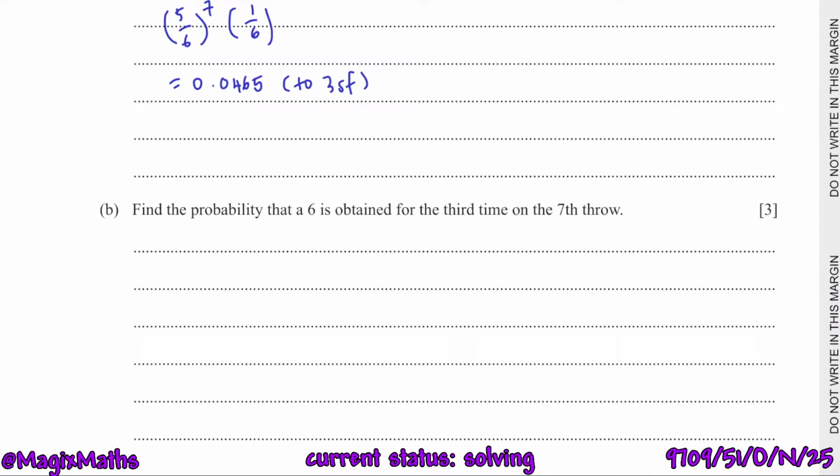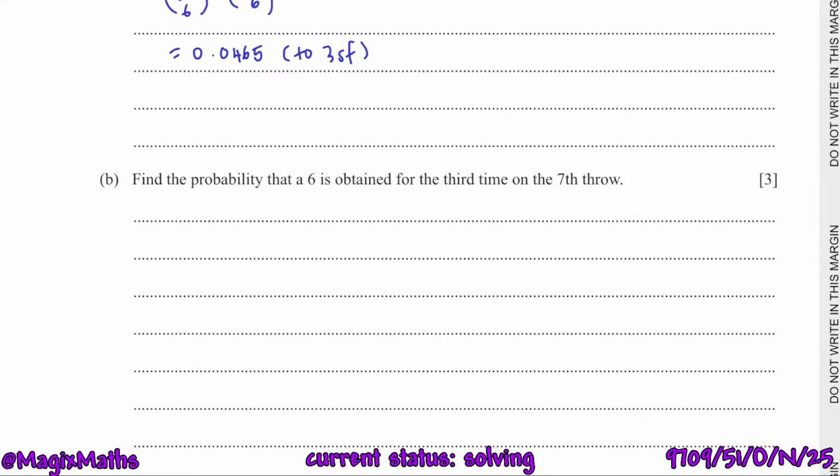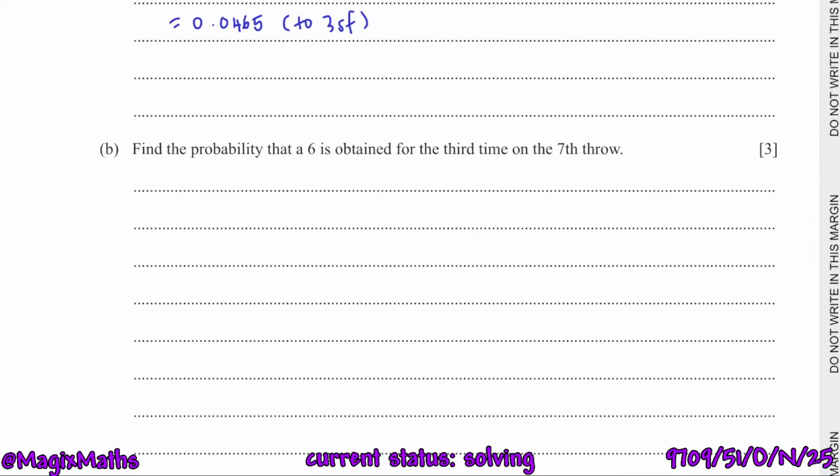Now find the probability that a 6 is obtained for the 3rd time on the 7th throw. So let's think about it. It means that out of 7 attempts, we have in total 7 attempts: 1, 2, 3, 4, 5, 6, 7. And then we succeed on the 7th throw.